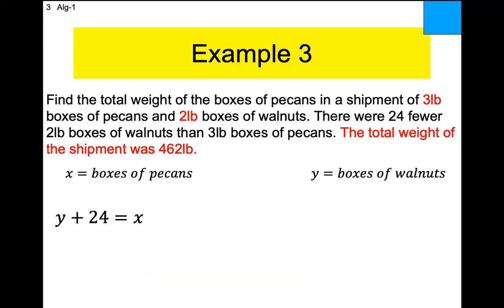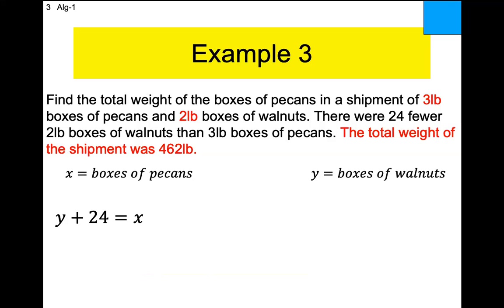Pecans and walnuts. Okay. How many boxes do you have, though? 24 fewer. Doesn't tell me that. W plus 24. Okay. But I do know how much each box of pecans weighs. How much does each box weigh? 2 and 3 pounds. I do know how much each box of walnuts weighs.